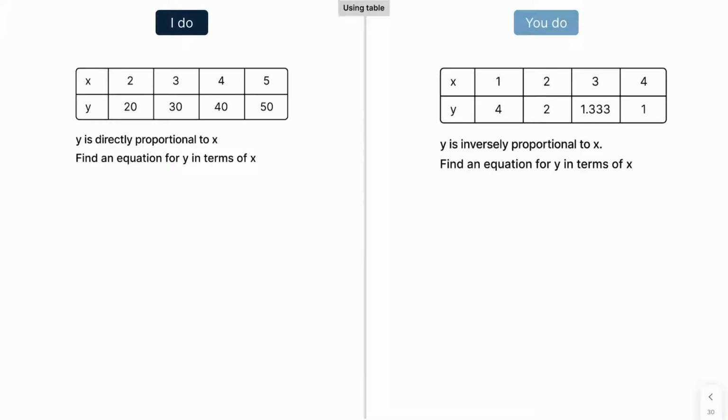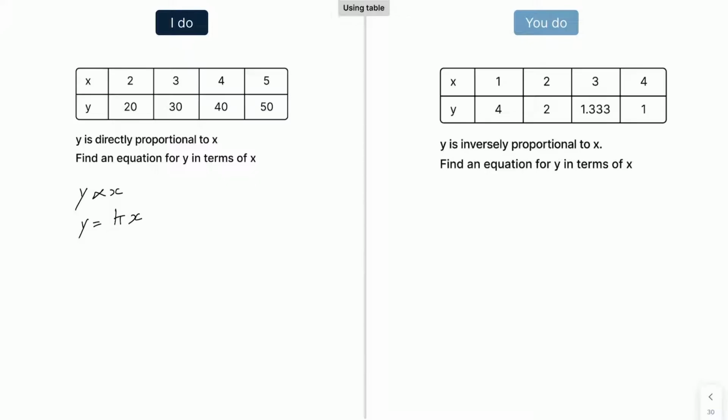So looking at this one, in this case, we've been given a table. So it says y is directly proportional to x straight away is what we're told. We can write that as an equation like this. And it says find an equation for y in terms of x. Now we have got that written, y is equal to kx, but we need to find out what k is. Now in order to find out what k is, we need to substitute some values in.